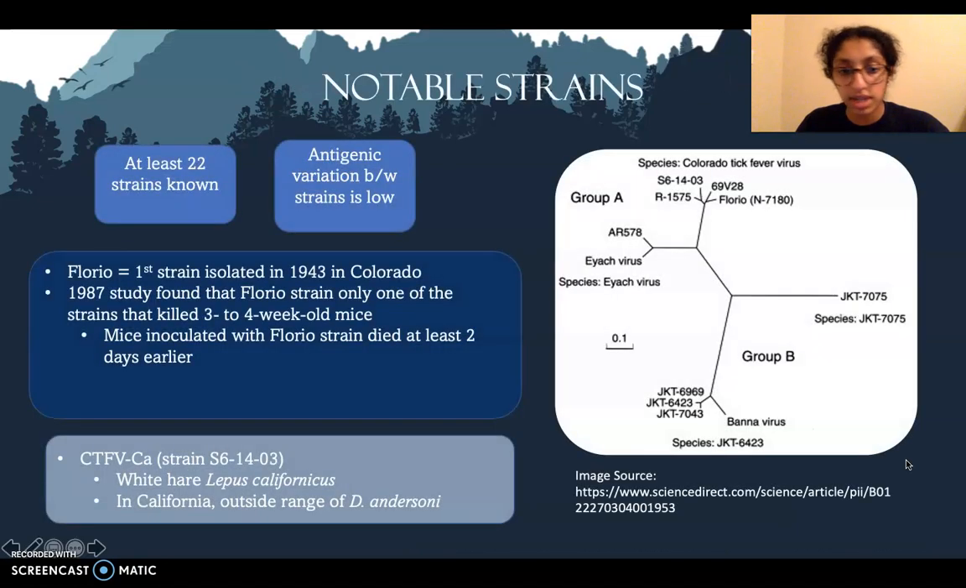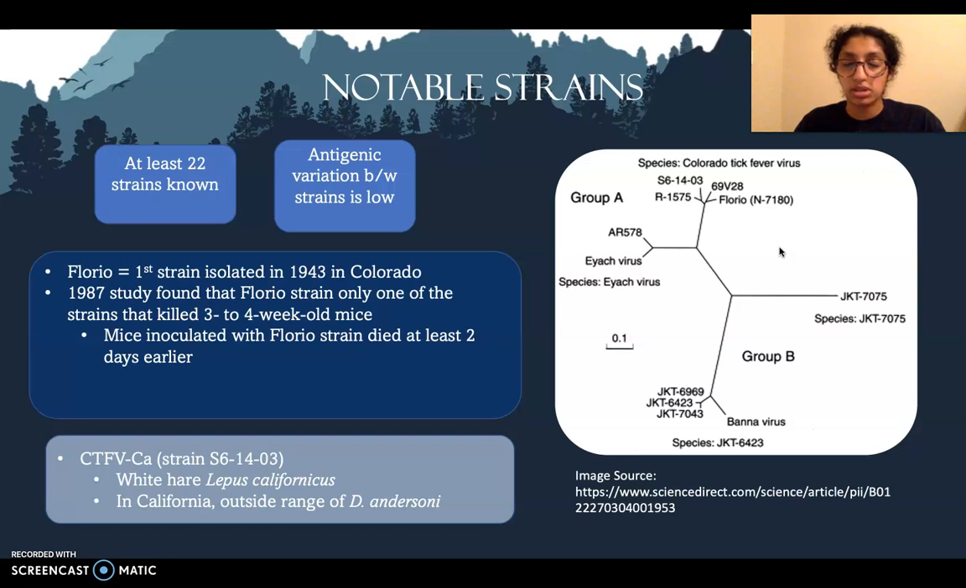Moving on to notable strains, I did talk about the CTFV California strain. I want to talk about the Florio strain. It is the very first strain of CTFV isolated. It was isolated from humans and then injected into mice and discovered as the causative agent of Colorado tick fever. And Florio was the one who discovered that, and so the strain was named after him. Later, in 1987, a study was done, and at least 22 strains were known at the time, though the variation in antigens is very low, it's basically the same.